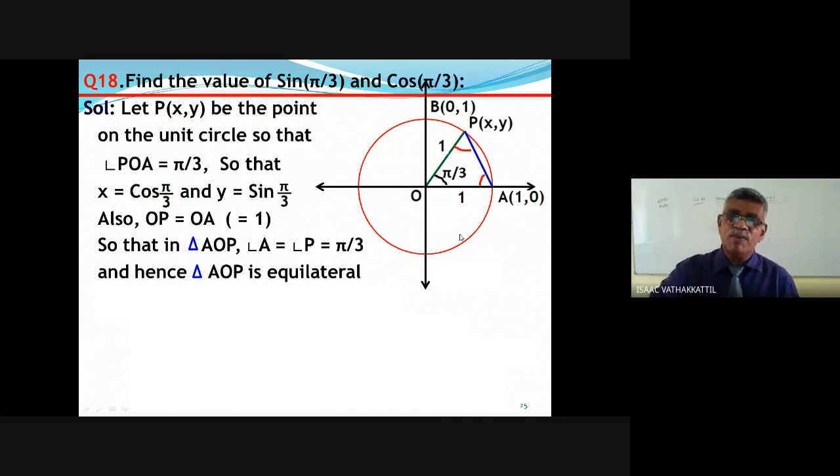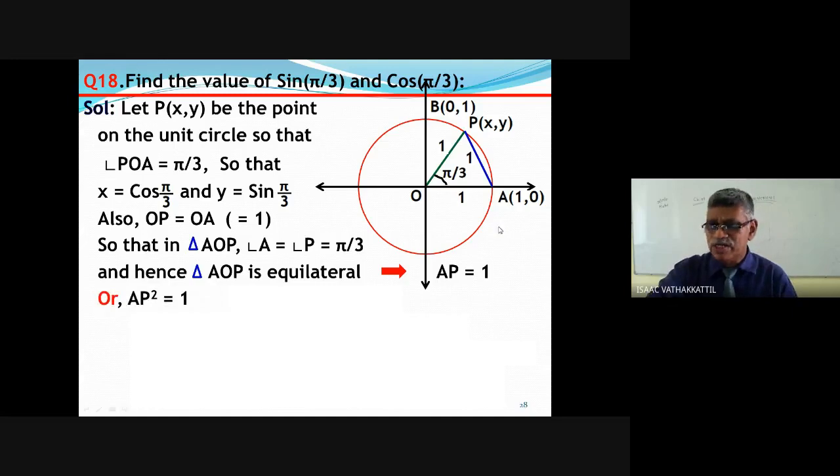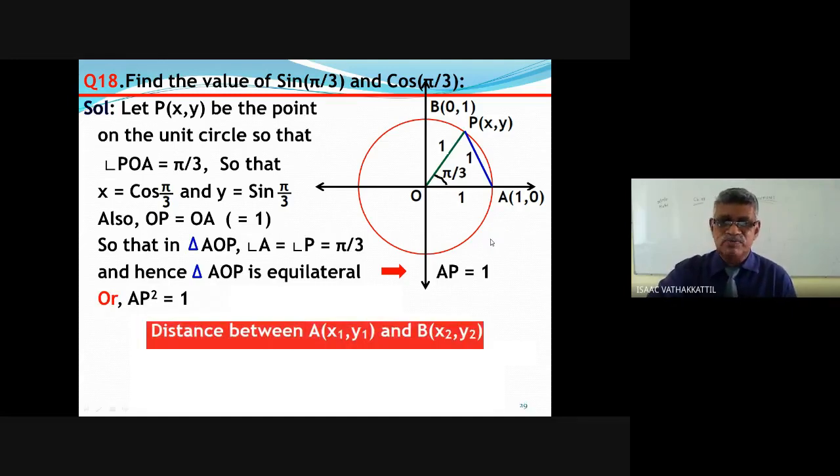When the triangle AOP is equilateral, we know OA is 1 unit, OP is 1 unit, so AP is also 1 unit. The triangle is equilateral, all the 3 sides are of equal length, so AP equals 1 unit. When AP is 1 unit, AP squared is also 1. Why do I take AP squared? Because you know the distance formula.